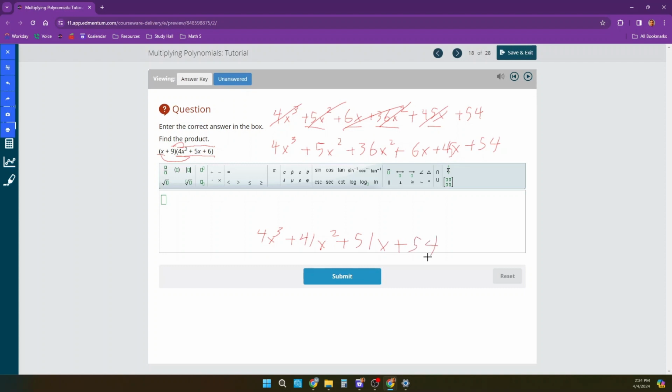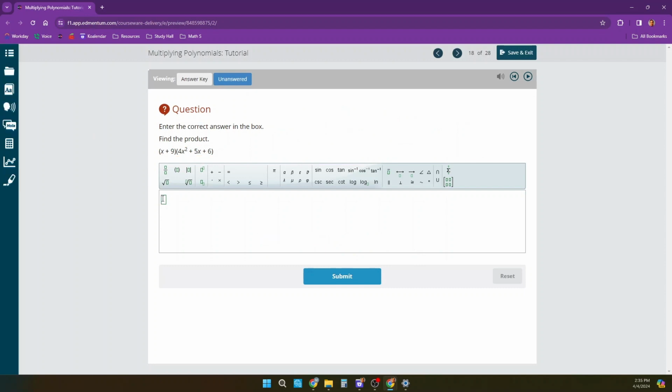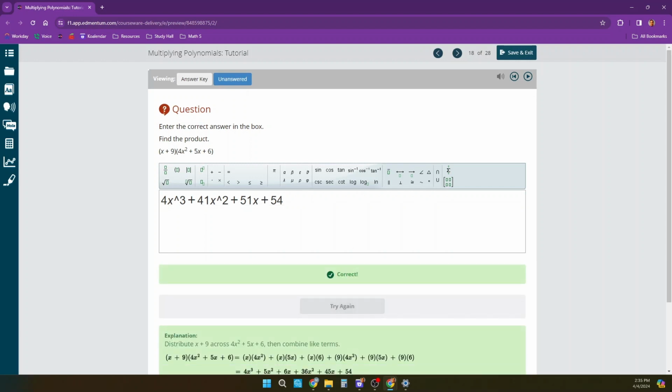So let me go ahead and write that down. And let's see if that is what we need for our answer. So that's going to be 4x to the third power. That's going to be plus 41x squared. That's going to be plus 51x plus 54. All right, fingers crossed. There we go. Moving on.